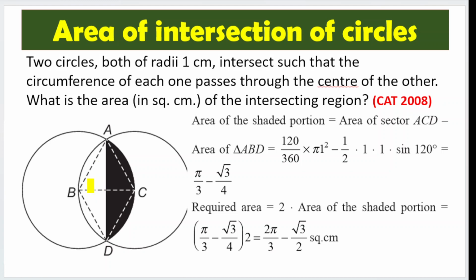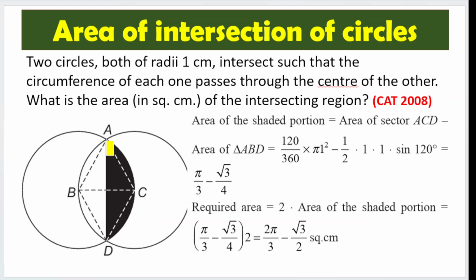Now, how do you find the sector area? First, we need to find the angle of the sector. We just derived that this triangle is an equilateral triangle, and obviously this also is an equilateral triangle. So the angle in this sector is equal to 120 degrees. So the area of this sector is 120 by 360 into pi r square. R is 1. 120 by 360 into pi r square is one third of pi. Pi by 3 is the area of this sector.